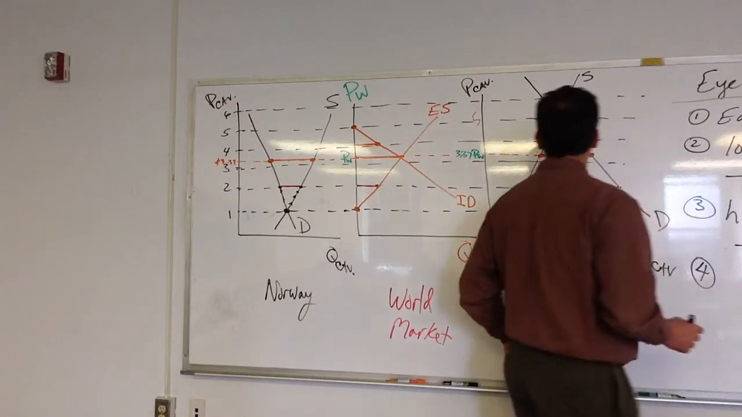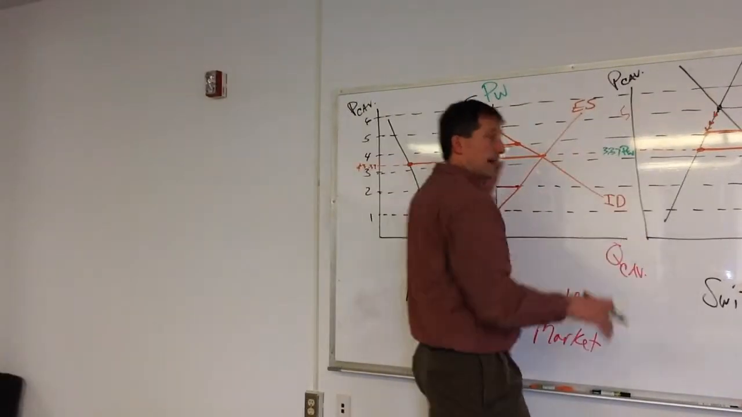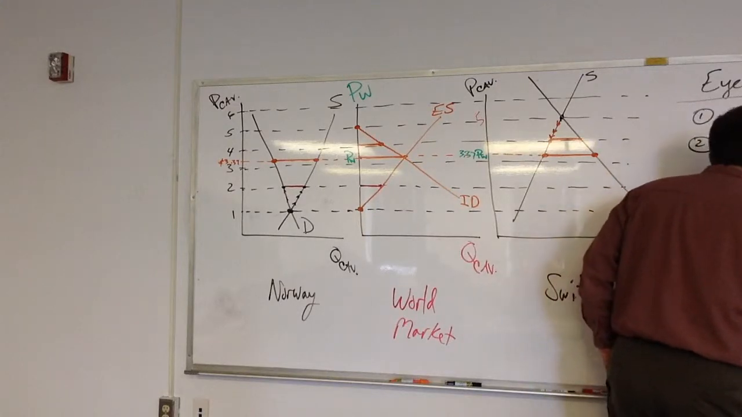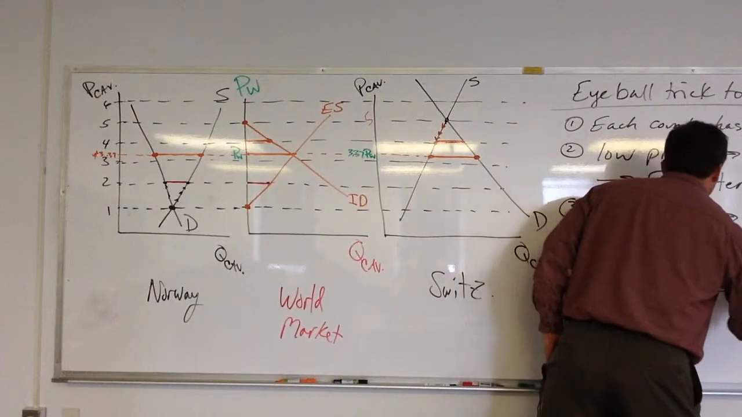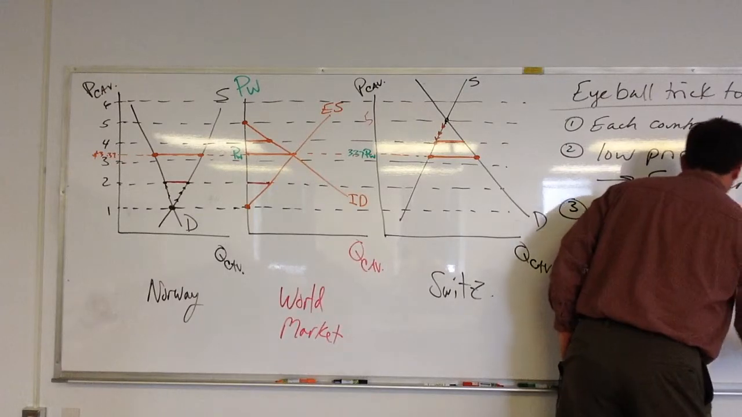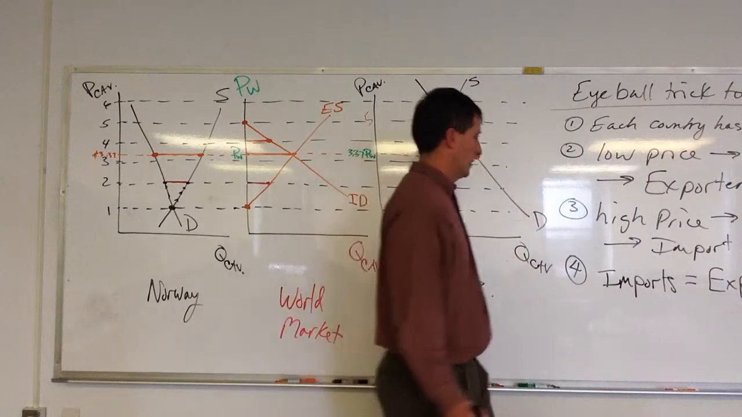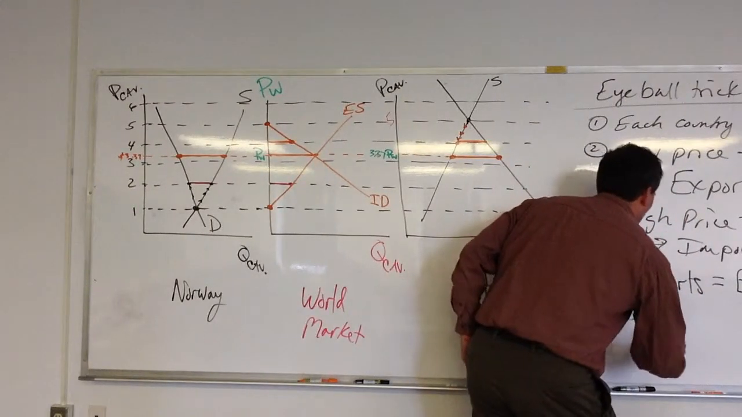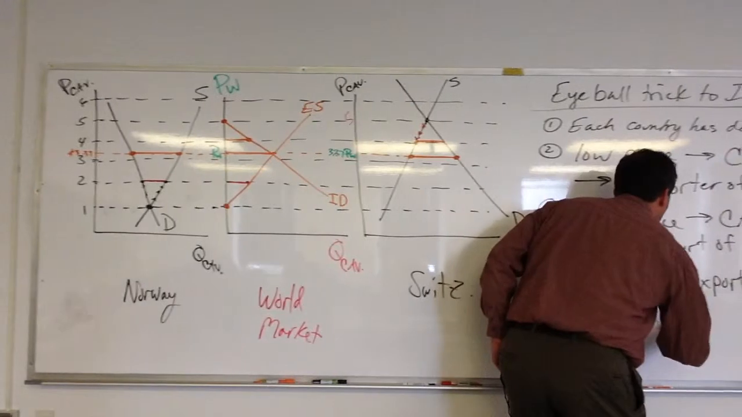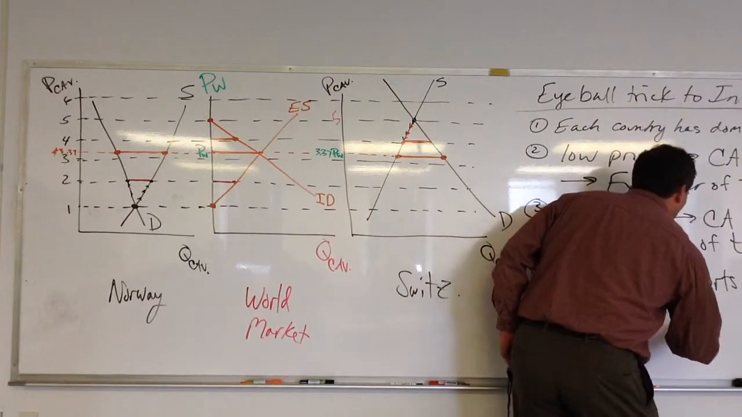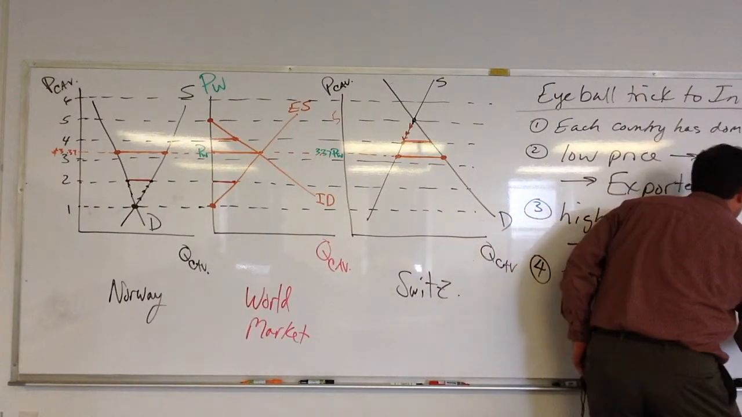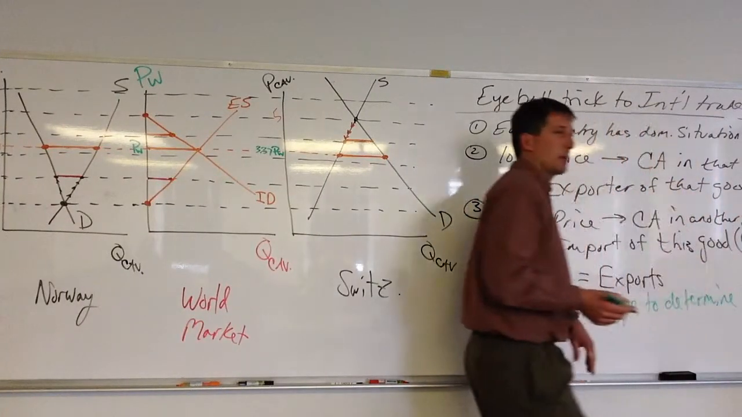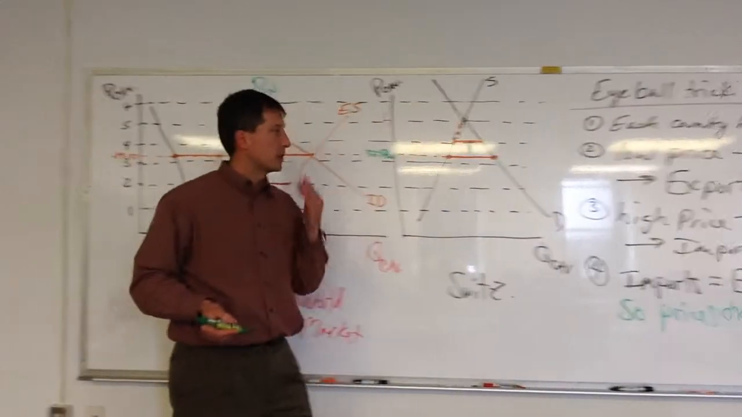Okay, so step number 4 is, at the end of the day, imports must equal exports. So prices change to determine the world price. The price that equalizes imports and exports.